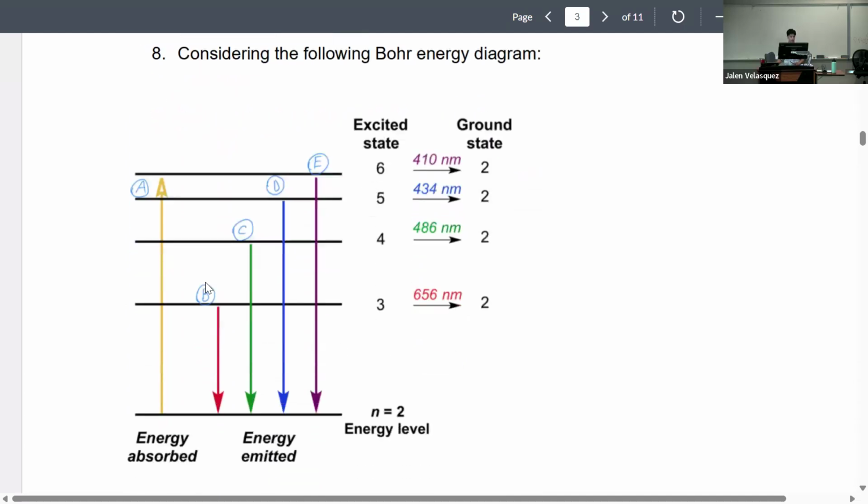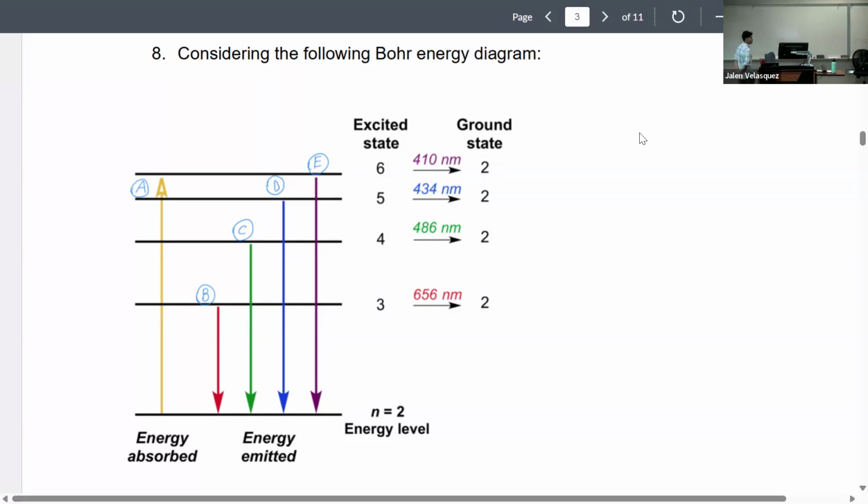All right. Number 8, so here I give you a Bohr energy diagram. Thank you. Anybody else need this? Attendance? You guys just pass that back, please. Thanks.